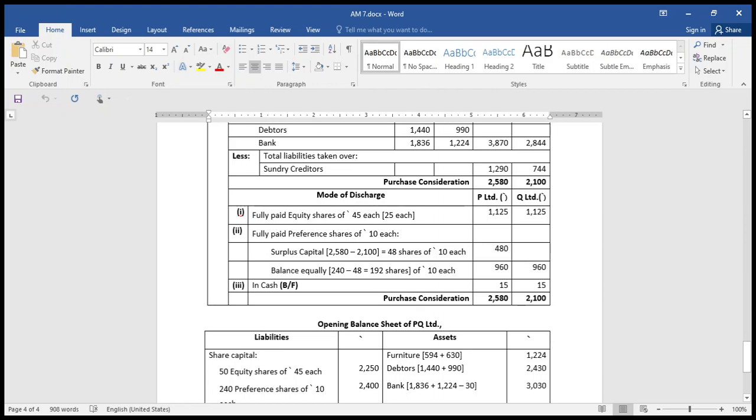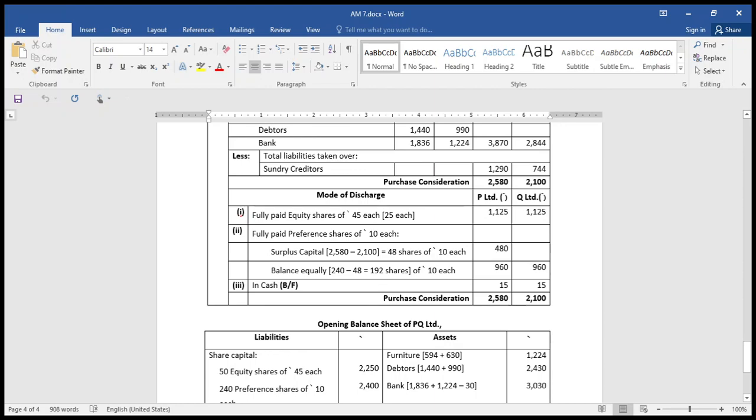Now the remaining balance of preference shares should be divided amongst the companies equally. What is the remaining balance? The total number of preference shares issued is 240, which is given in the problem. Out of that, 48 shares are already issued to P Limited towards their surplus capital. Now the remaining preference shares are 192, and these will be divided equally. Each company will get 96 shares. 96 into 10 is 960 and 960.